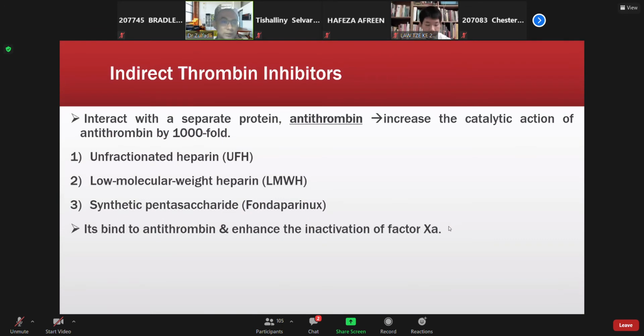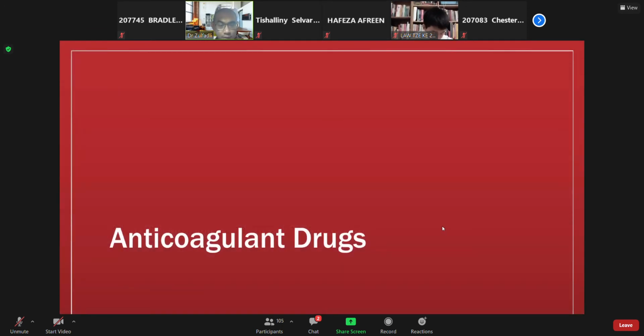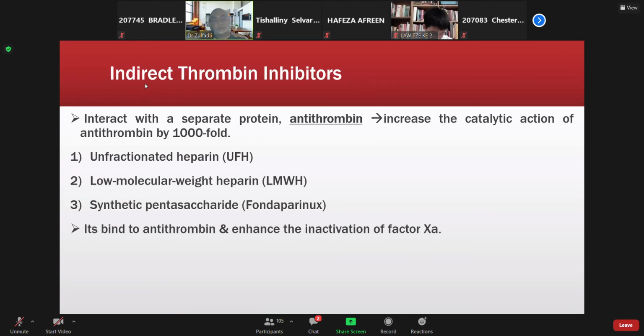Now we move to the anticoagulant drugs. We have indirect thrombin inhibitors. That's why you need to know what thrombin is and where the location of thrombin is in the cascade, so you know why the drug inhibits thrombin. We have indirect thrombin inhibitors and direct thrombin inhibitors. Indirect thrombin inhibitors interact with a separate protein we call antithrombin, increasing the catalytic action of antithrombin by 1,000 fold.